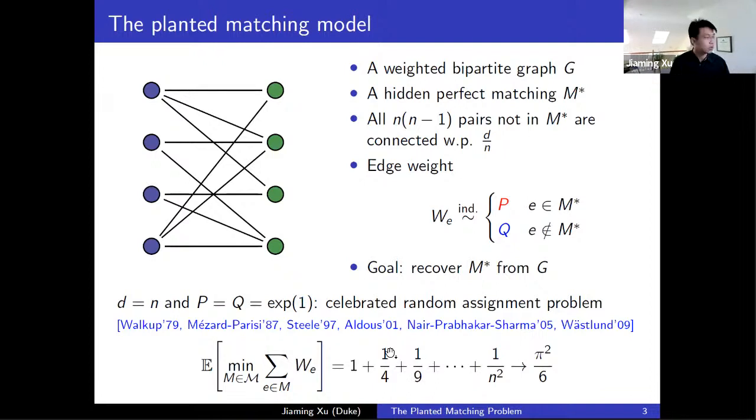But in this talk, I'm not going to particularly talk about this random assignment problem. Instead, my interest is to recover this hidden matching from the observation where P and Q may be different.